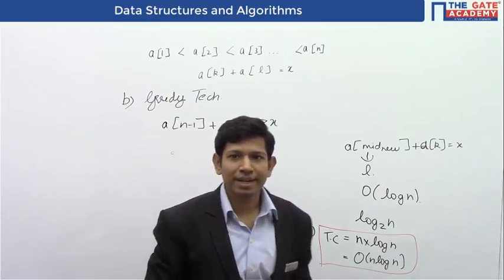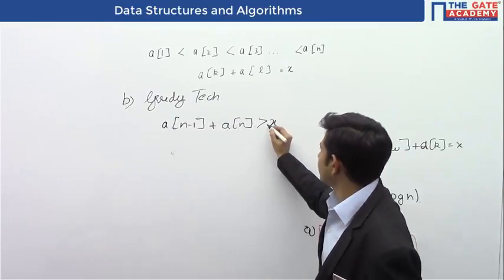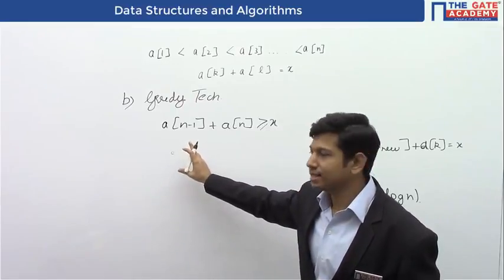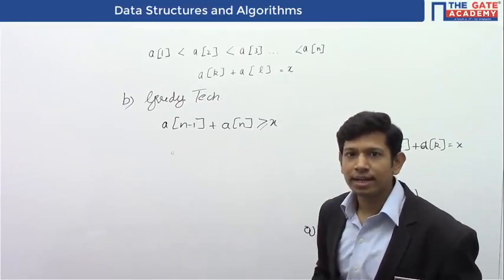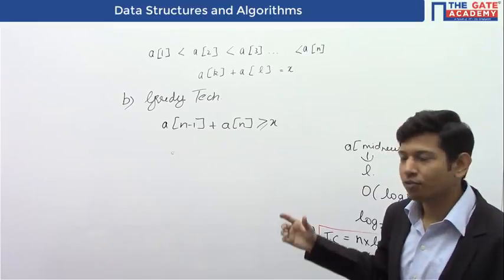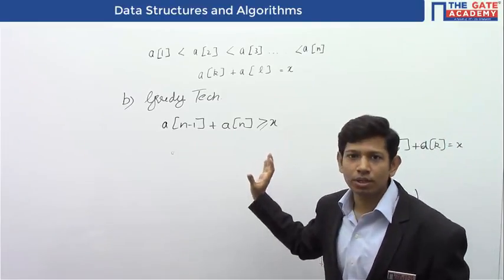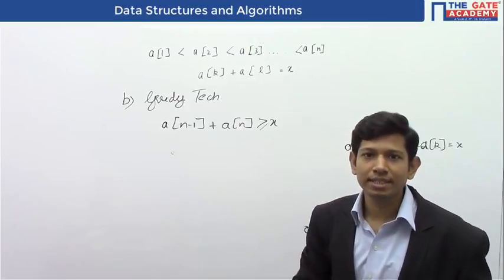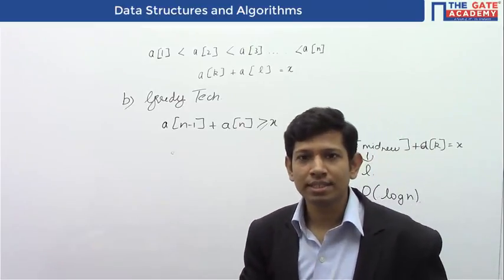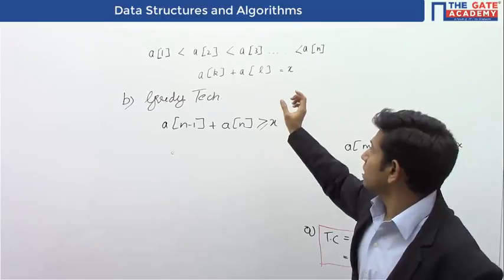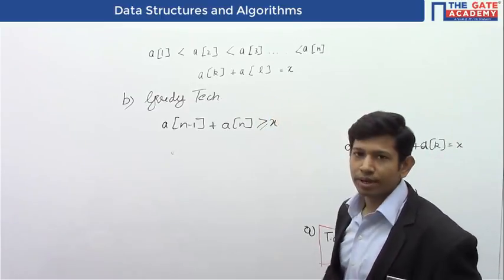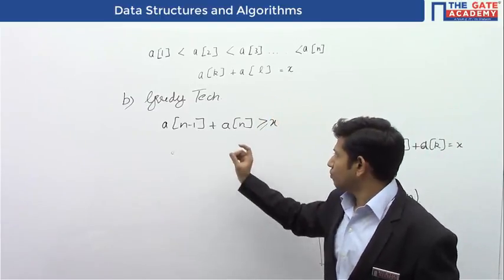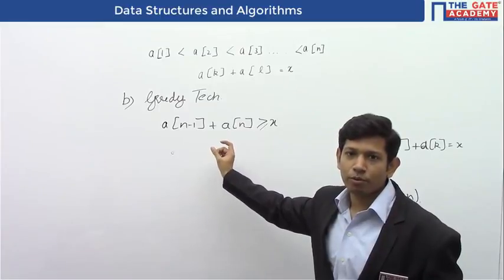What we should expect is that the sum of the indices n minus 1 and n, that is a of n minus 1 plus a of n, should be greater than or equal to x. If this is not true, then we can safely say that there are no such indices k and l for which a of k plus a of l is equal to x. So this is the first check that we have to perform.